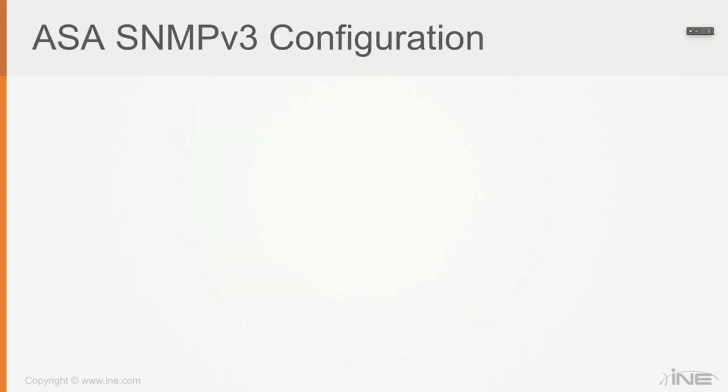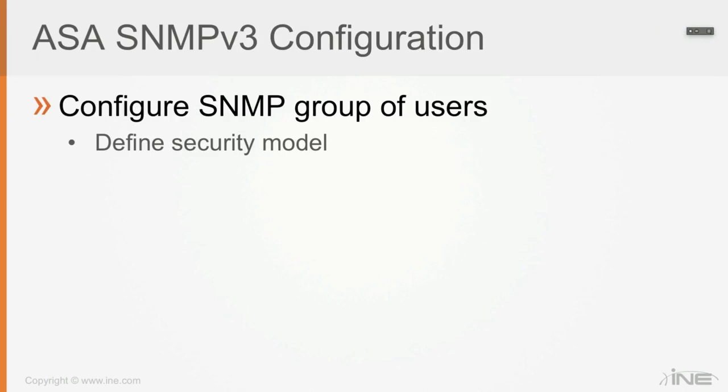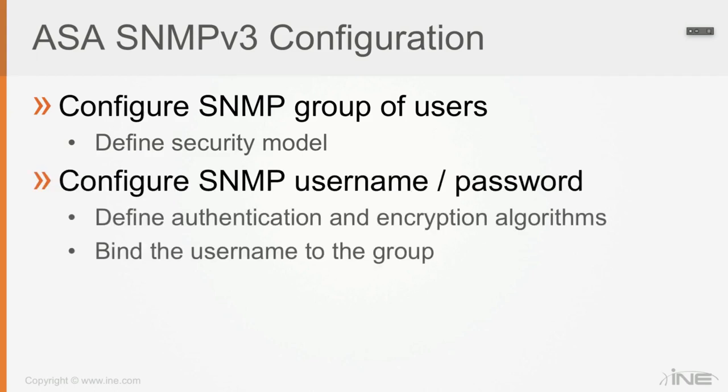From the ASA point of view, we likewise configure the SNMP group of users. We define a security model. The ASA doesn't have the concept of views. We configure the SNMP username and password, and likewise define the authentication and encryption algorithms. We bind the username to the group, so it's pretty much the same configuration back and forth.